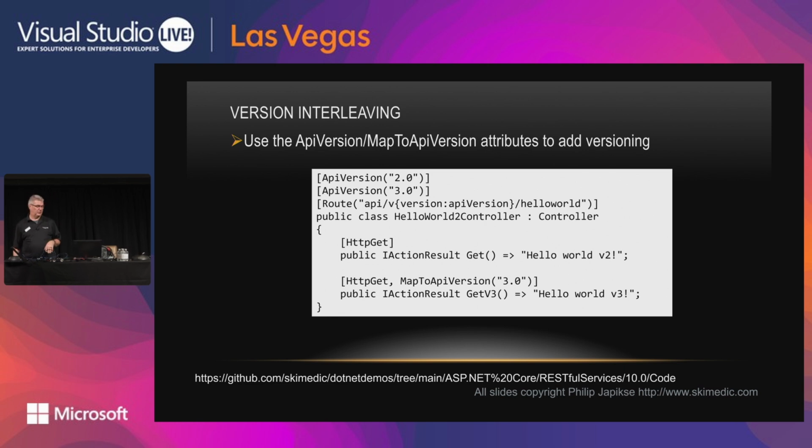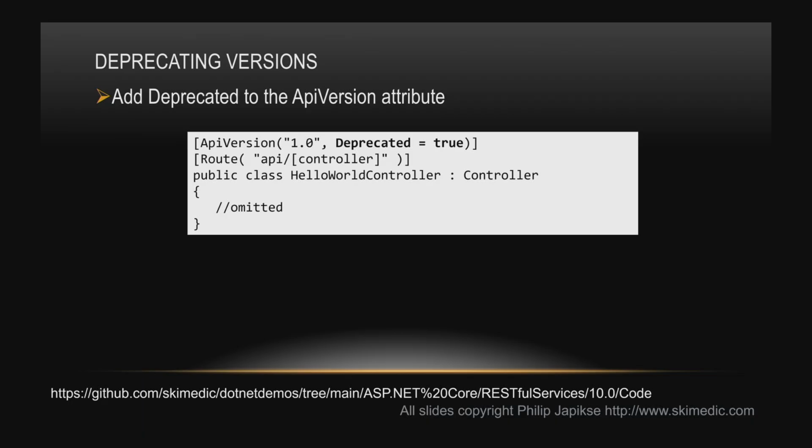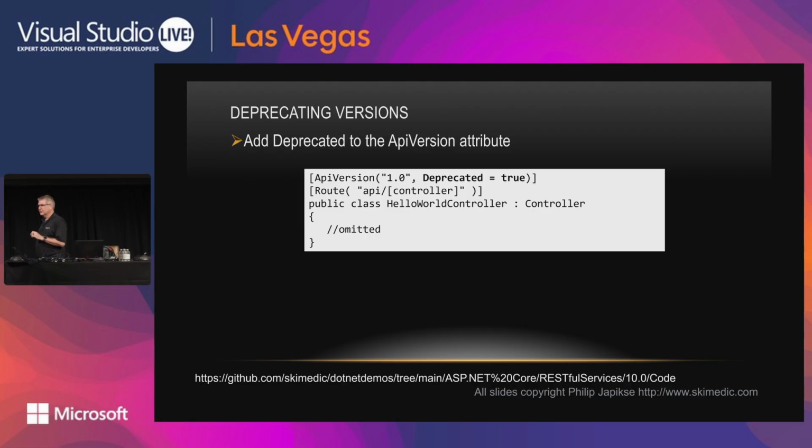It's a feature. You can use it. It's there. This is awesome, and it's important to understand. If you want to deprecate a version, all you have to do in the version attribute is say Deprecated equals true. There's a catch. It has nothing to do with versioning.